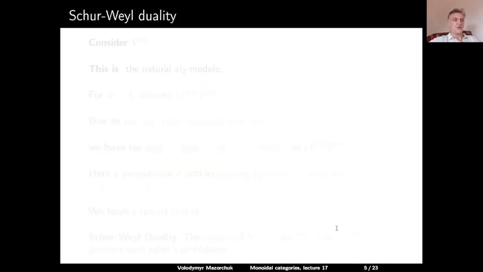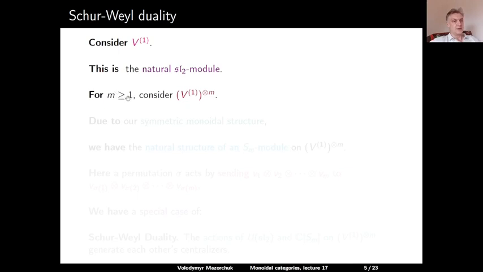Also recall that we have the following Schur-Weyl duality related to representation of SL2. Let us consider the simple module V upper 1. This is exactly the two-dimensional natural SL2 module. SL2 is an algebra of 2 times 2 matrices, and 2 times 2 matrices operate naturally on a two-dimensional vector space. This is exactly the simple module given by this action. For any m greater than or equal to 1, we can consider the m-th tensor power of V1.